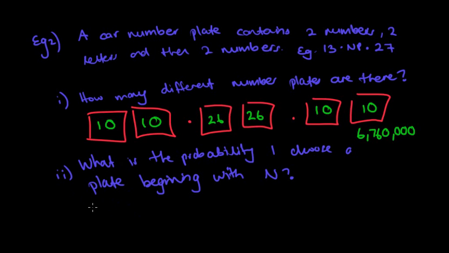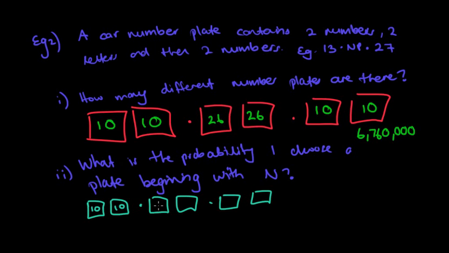Okay, now the last question there says, what's the probability that I choose a plate beginning with N? So we've got a plate there, like this. So for the numbers, how many numbers can I put there? Well, we've got 10 numbers, but we want it beginning with an N.